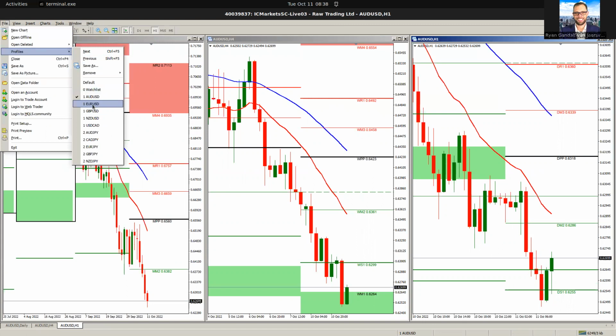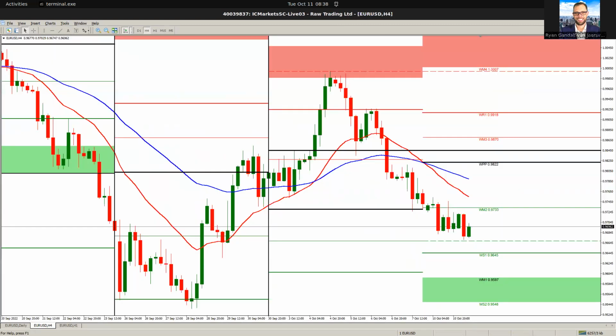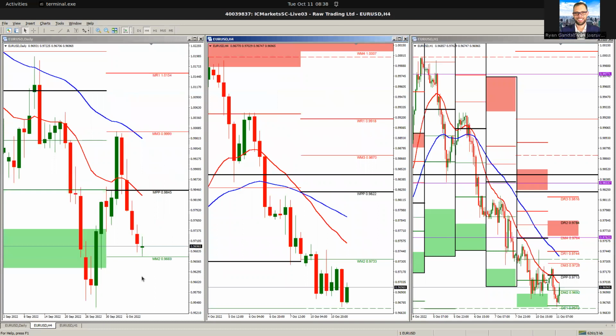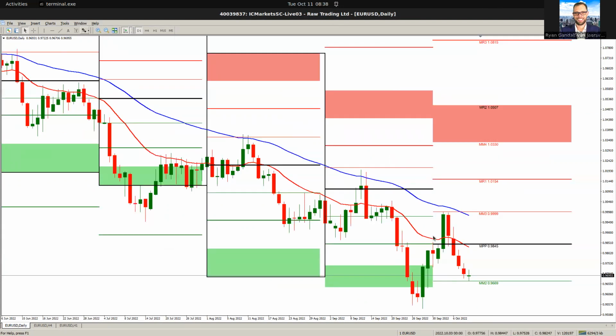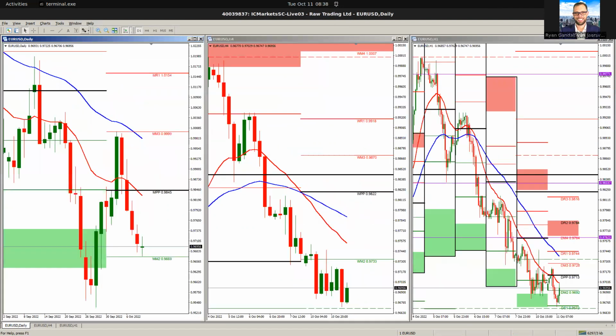For the euro dollar, we can see something slightly different. One of the things that Wayne spoke about last week was the potential for consolidation on the euro dollar and the pound dollar. On the daily time frame, look at how we did not make a lower low last Friday. We have not made a higher high and higher low. So it's still technically bearish, but things have slowed down quite a bit.